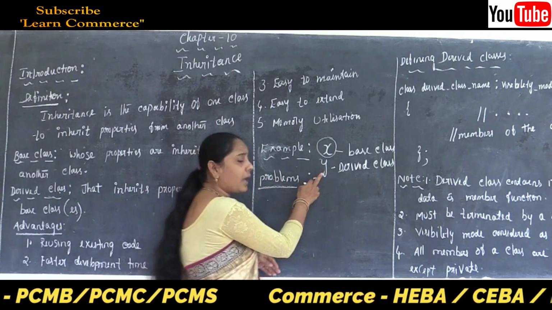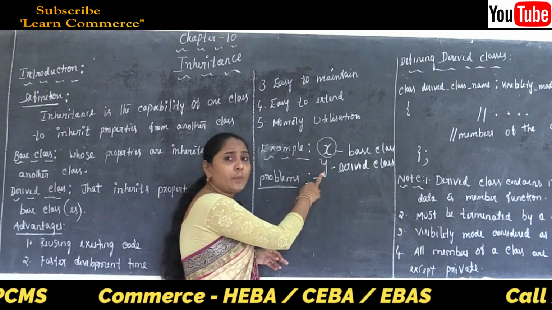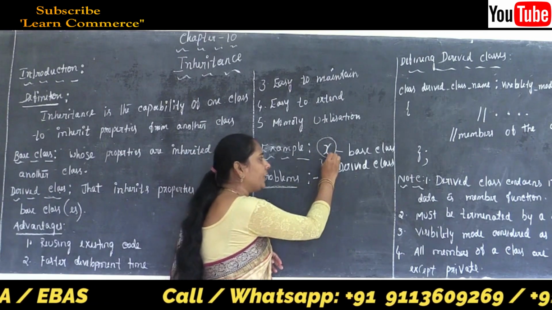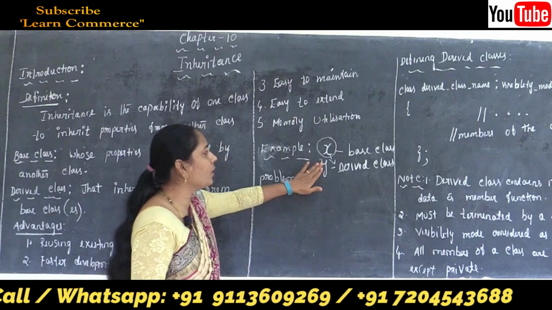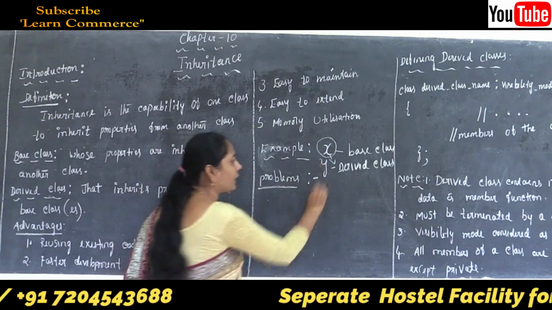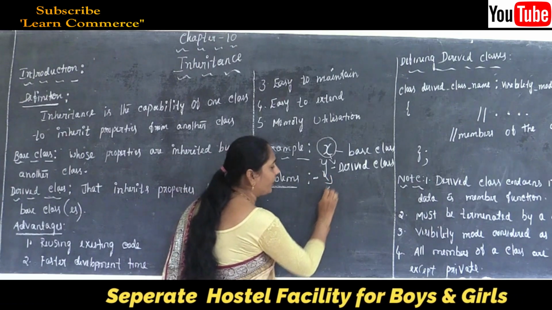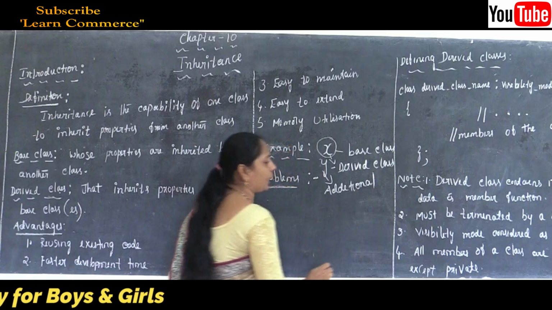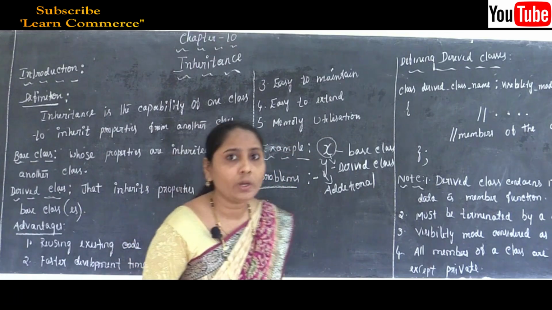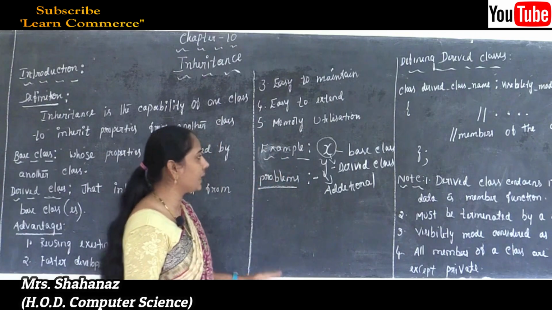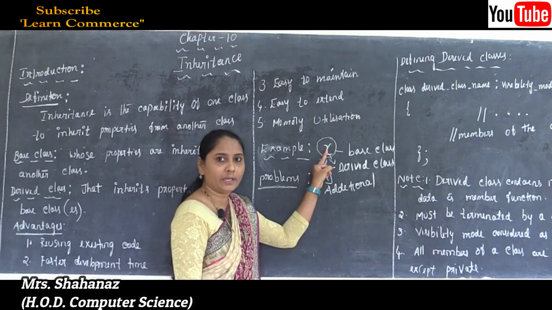So the class Y has the same or some properties of the class X. Not only is it going to inherit or share the properties of the class X, the class Y also has some additional features of its own. Clear this point here? Sometimes it also contains its own member data and member functions. Clear this point here? What I said?